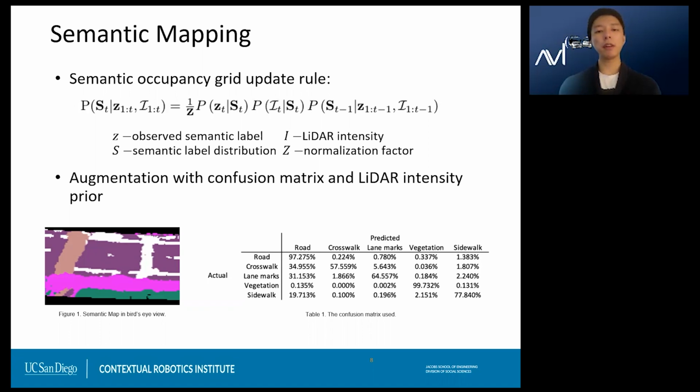Regarding the probability of observed LiDAR intensity I conditioned on S, we determine a heuristic function to assign a higher likelihood to the cell when the observed labels are crosswalks and landmarks. An example of our generated semantic map is shown in Figure 1.